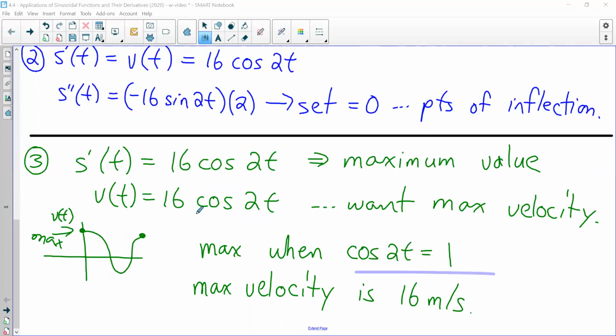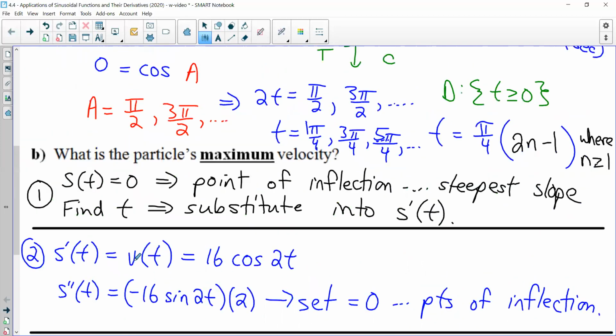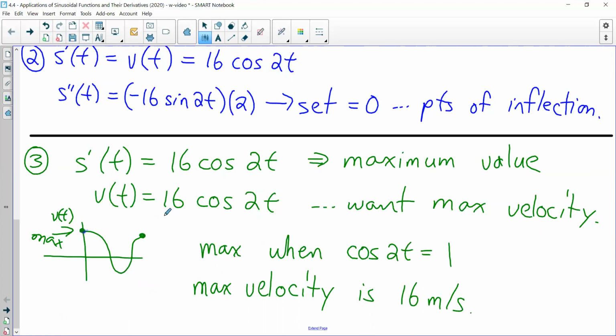So when that occurs, your maximum velocity is 16. All right. So if this logic algebraically doesn't make a lot of sense, hopefully the graph will, because again, this function here, if this is the velocity function, its maximum points will occur right there, those points. Now remember, you weren't trying to find the time, it was what is the maximum velocity. So the maximum velocity is 16 meters per second.